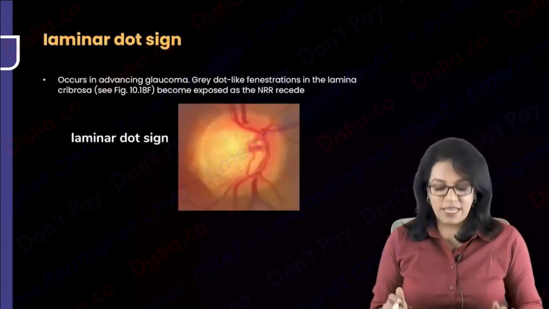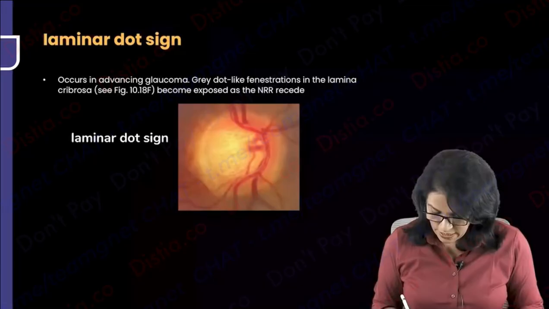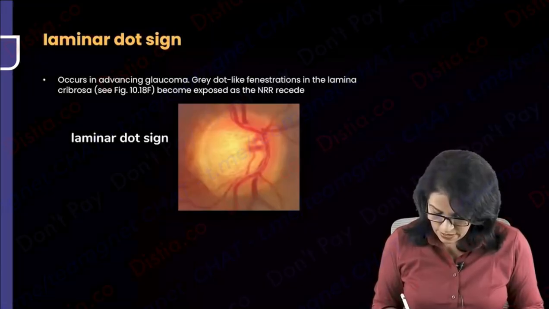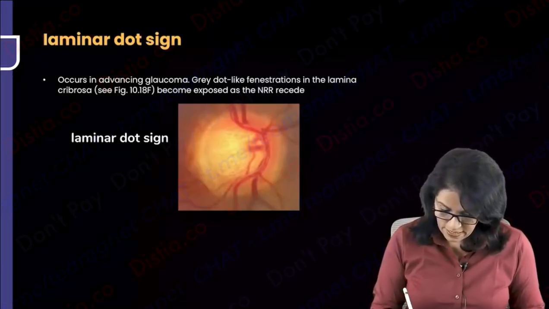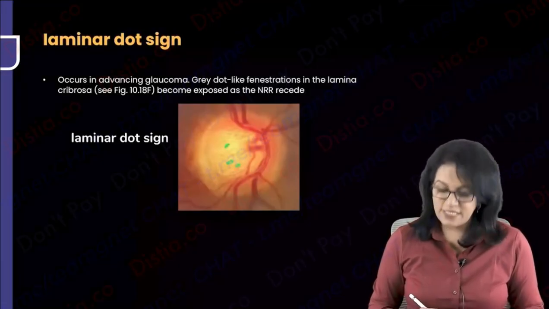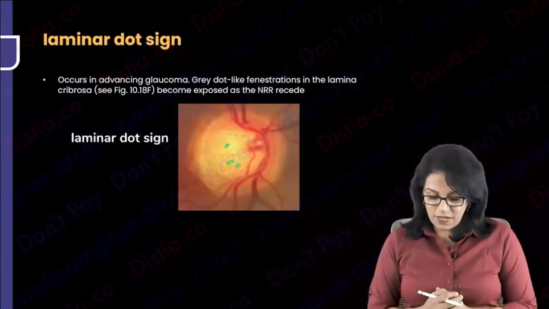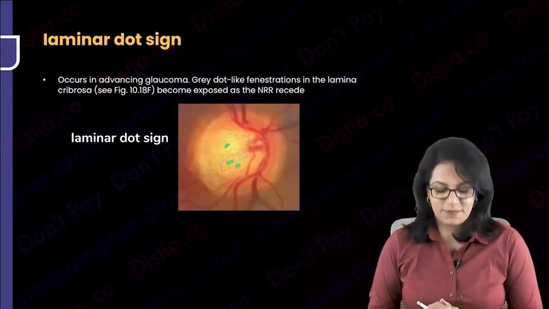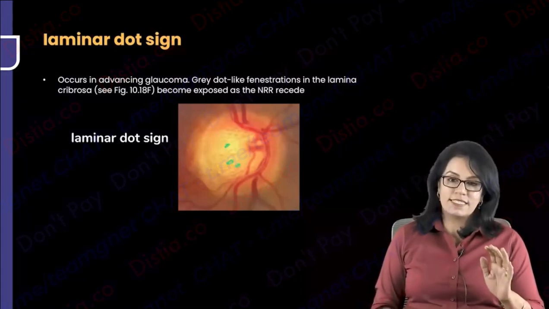What is the laminar dot sign we talked about? These greyish dots. Can we appreciate these greyish dots here? All these are the visible openings of the lamina cribrosa. So these are the disc changes.